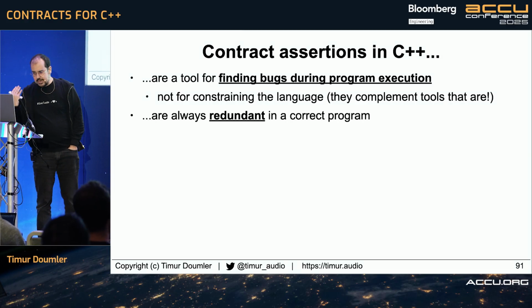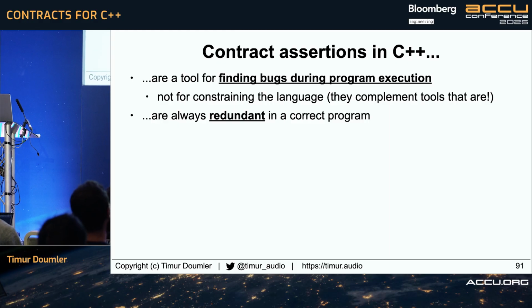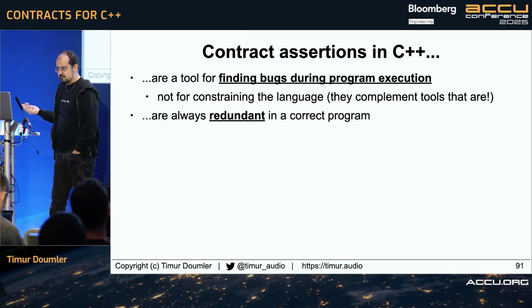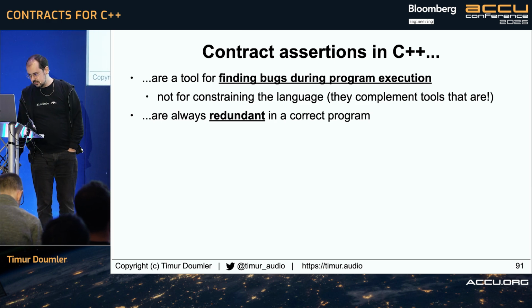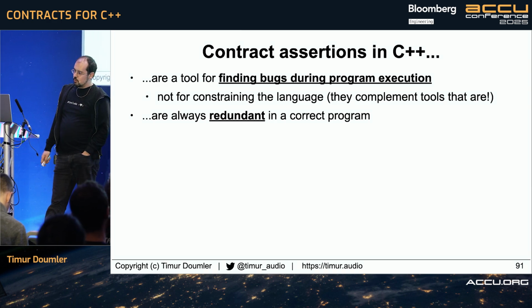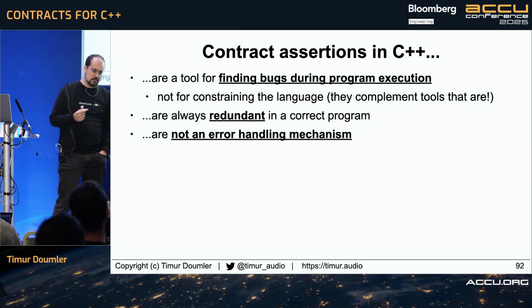Contract assertions are always redundant in a correct program, right? Because they check for correctness, they check that you don't have a bug. So if you don't have a bug, they are doing nothing useful. So by definition, they are redundant in a correct program. And the corollary from that is that they are not an error handling mechanism. So that's really, really important.